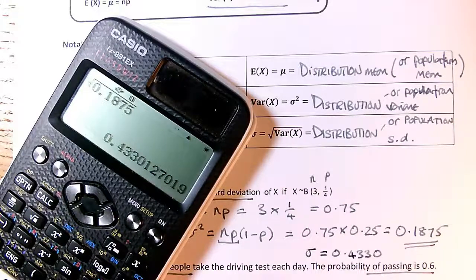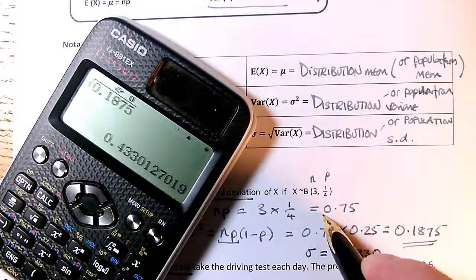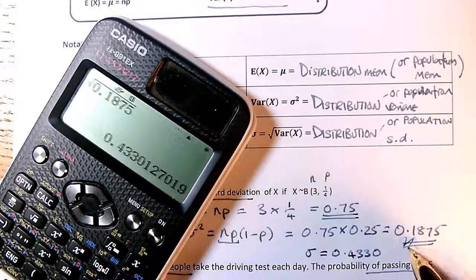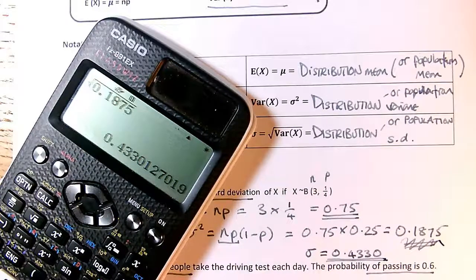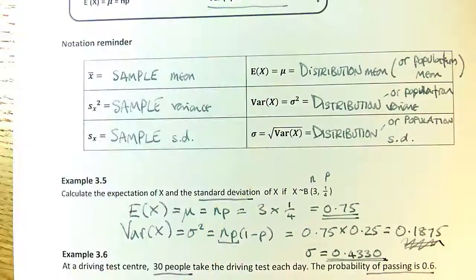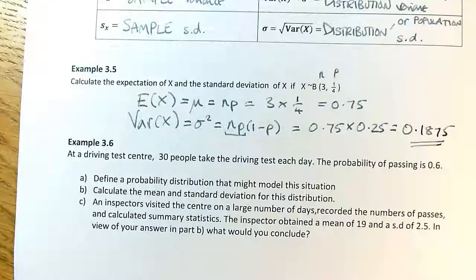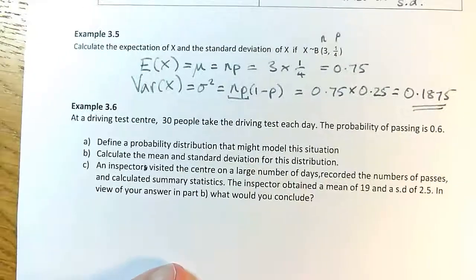0.4330. So my actual answers that I need to double underline are the 0.75 and the 0.4330, and not the 0.1875. That was the variance, which wasn't what was asked for. So watch out, make sure that you remember to square root to find the standard deviation when that's what was asked for. Okay, let's push on and do this question in context.